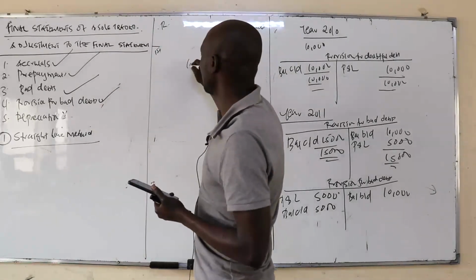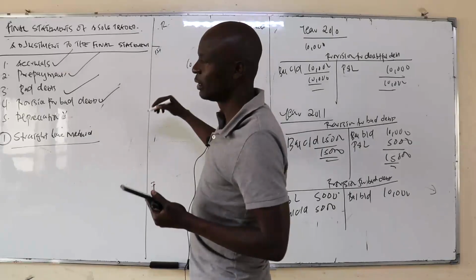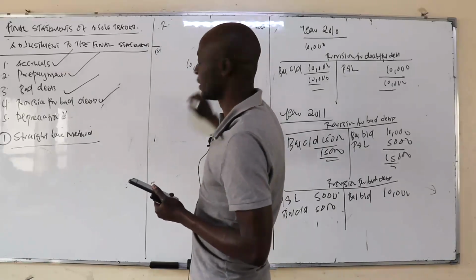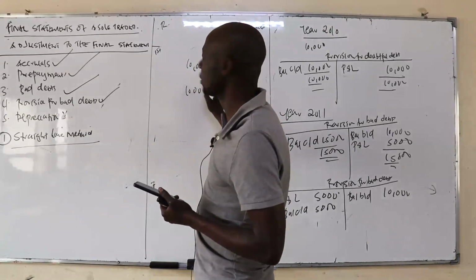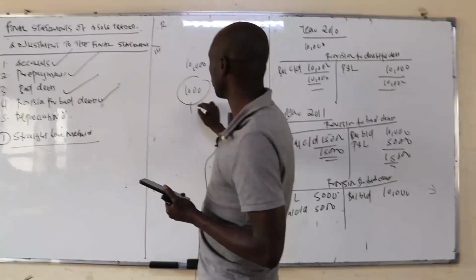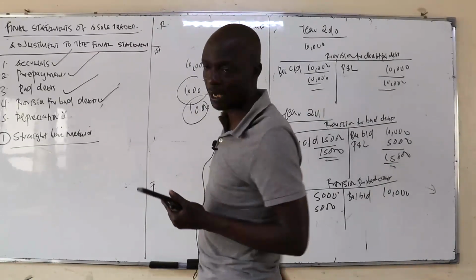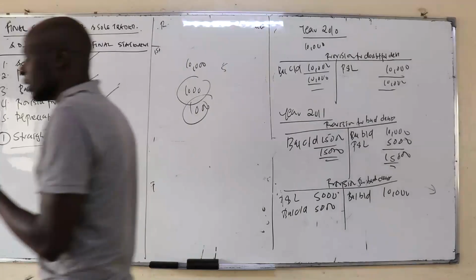If you buy an asset that is valued at 10,000, and you can stay with that asset for 5 years, it means every year you will be losing 1,000. So you're going to charge depreciation of 1,000 every year. So this is how it is calculated.